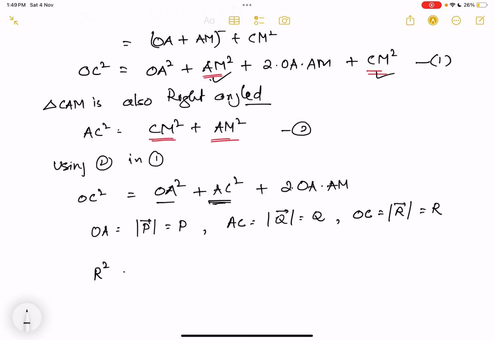Okay? OA is nothing but P. So OA square is nothing but P square. AC is Q. So this can be written as Q square, plus 2 OA. OA is again P. And AM. We haven't yet found out what is AM.